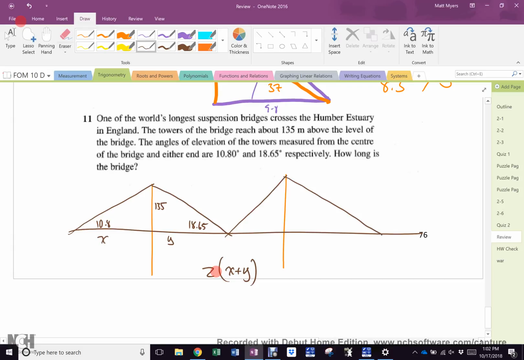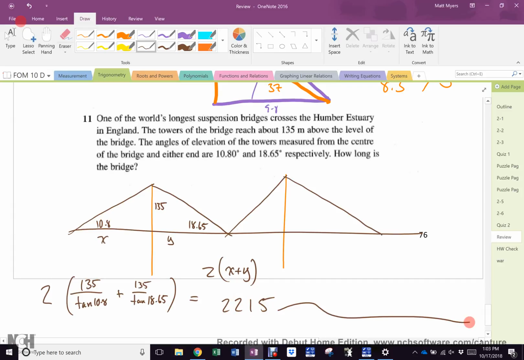All right? Of course, to solve this, I need opposite over adjacent. Yes? So my adjacent is unknown. So it is 135 divided by tan 10.8 plus, what's this side? 135 divided by tan 18.65. And then that is all multiplied by 2 to get an answer of 2,215. So I just added them but got... Now stop a moment. Everybody's talking. I did the same equation, but didn't times them by 2 at the end. So you decide.